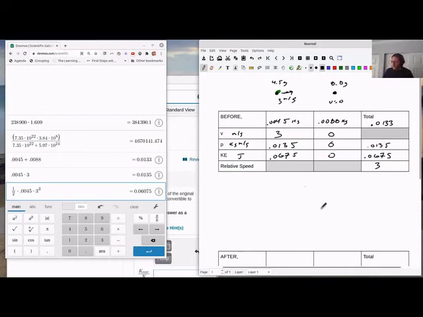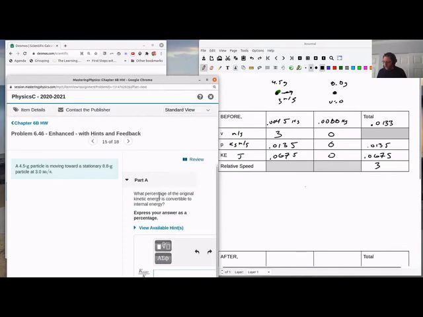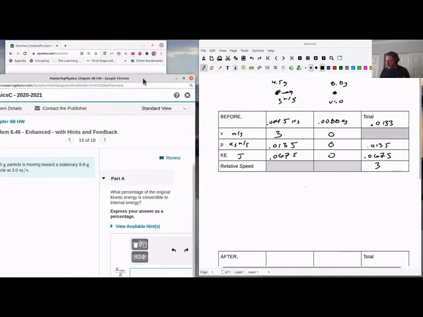Okay, so the question's about percentage convertible. What percentage of the original kinetic energy is convertible to internal energy? So the total is 0.0675, and we're trying to compare the convertible energy to that total. Okay, so the answer that we want is going to be percent convertible equals the amount of convertible, whatever that is, divided by the total. And the total is the 0.0675. So how much of that energy is convertible?